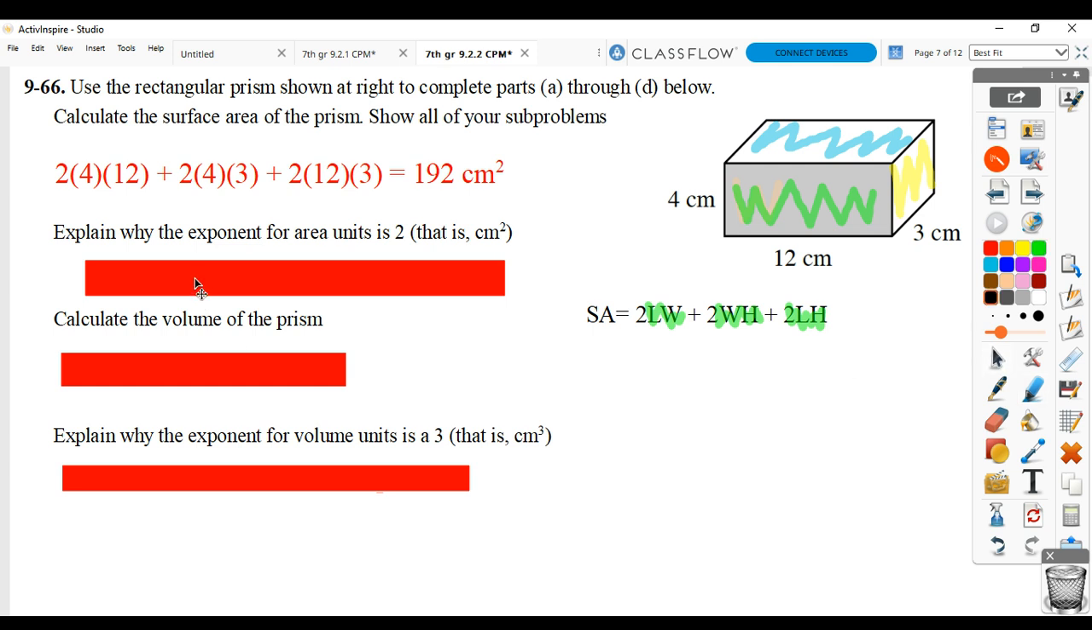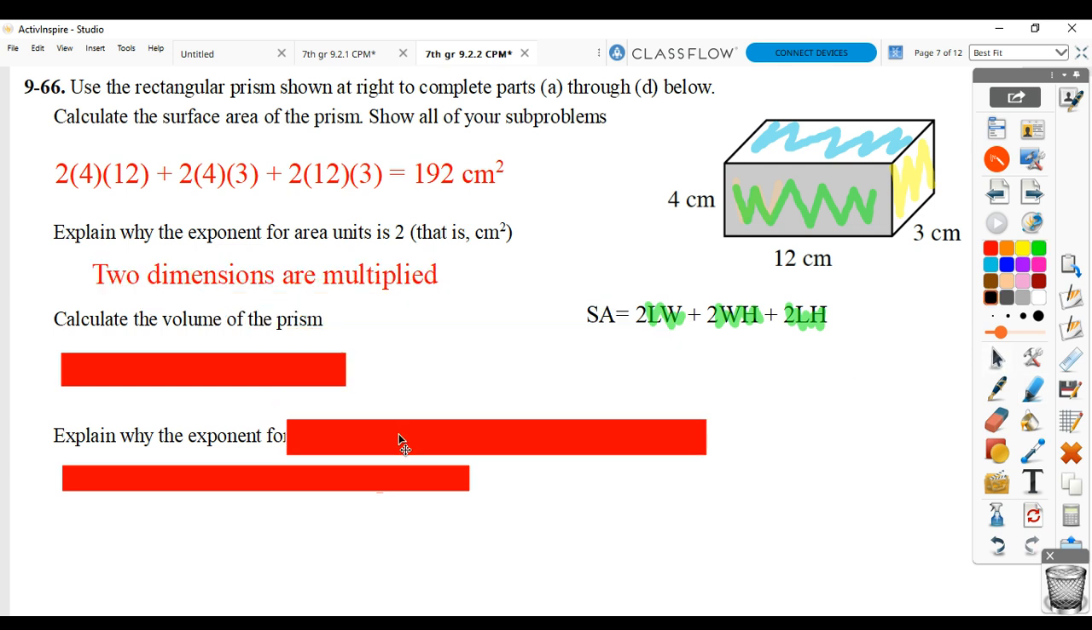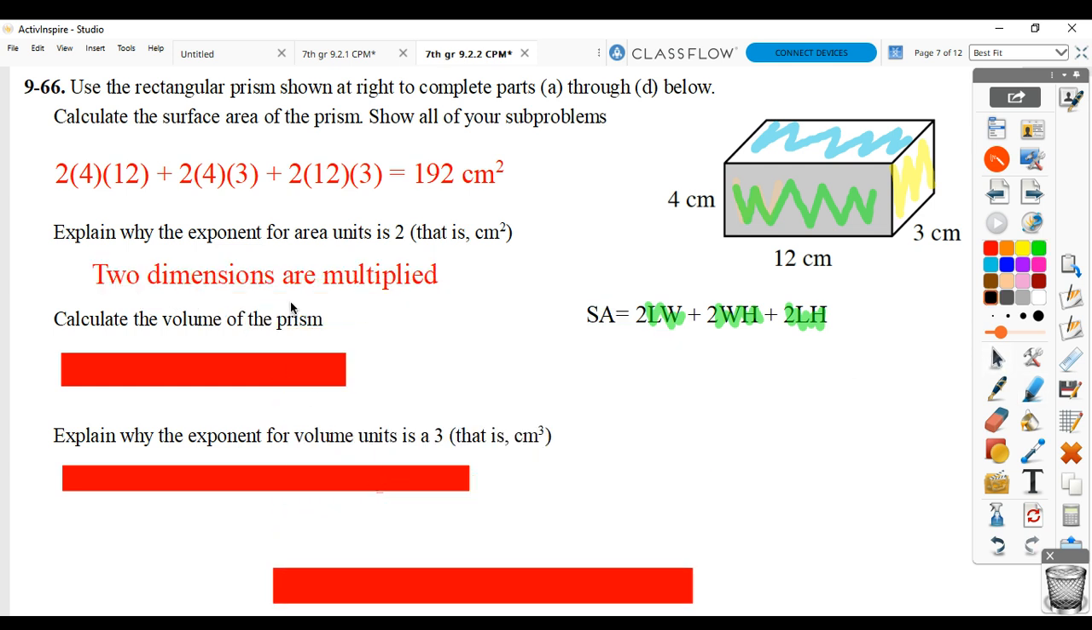Then they want to know, why is the exponent for area a 2? Well, you're multiplying two dimensions, all right? And when you multiply two dimensions, centimeters by centimeters, you're going to get square centimeters. Another way that you can think of it is that we always use a square unit to represent area. And again, that's because when you're finding area, you're multiplying two dimensions.